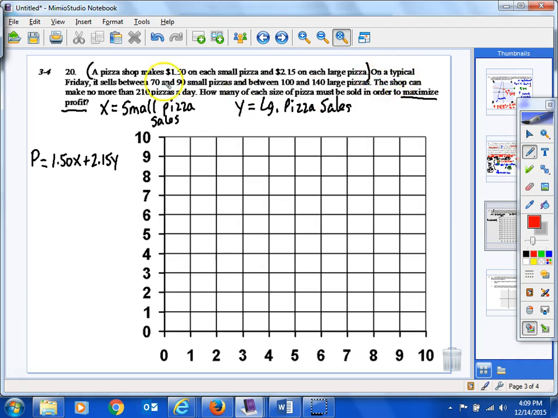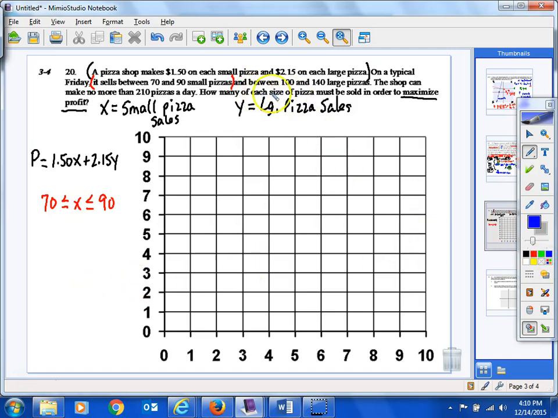We have, on a typical Friday, this pizza shop sells between 70 and 90 small pizzas. So let's just take this phrase, the small pizza constraint. Okay, we sell at least 70 but not more than 90. Or in other words, the sale of small pizzas is between 70 and 90. All right?